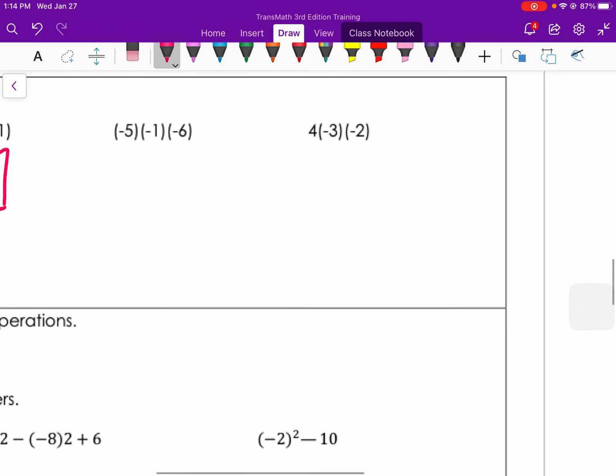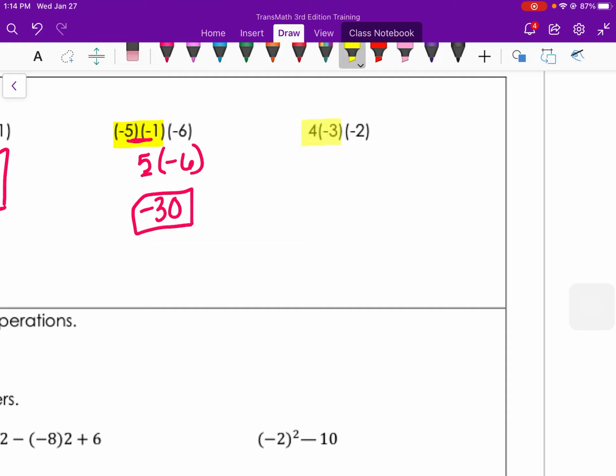Okay, if we have 3 numbers together, first multiply from left to right. So multiply these 2 first. So negative 5 and negative 1 would make positive 5. And then positive 5 times the negative 6 would be negative 30. So first I had 2 negatives that made a positive, and then a positive times a negative, your answer is negative. So I have 3 negatives, my answer ends up negative.